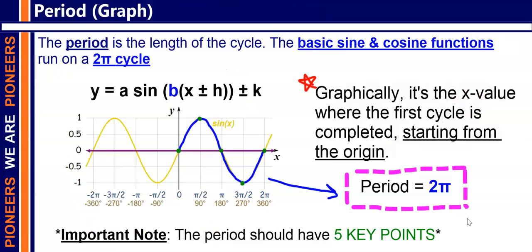The period is the length of the cycle. In other words, start at the origin on the y-axis, and you should draw the line, or shade the line, until you get one complete cycle before it starts repeating again. In this example, this ends at 2 pi, so our period is 2 pi. It is easy to remember that the period has 5 key points.